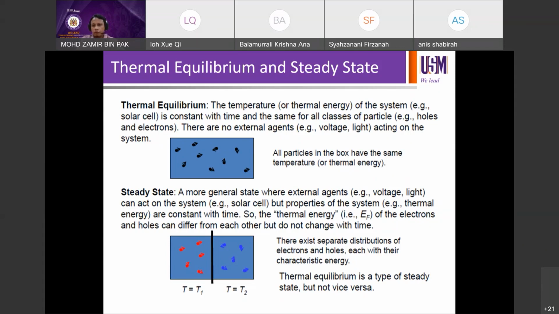So if your semiconductor is placed in this condition where your temperature is constant with time, but there are no external agents acting on the system, whether the external agents are voltage or light or electric field or magnetic field, the system or your semiconductor is said to be at thermal equilibrium. Okay. So imagine this is your silicon, for example, and those are your carriers inside the silicon.